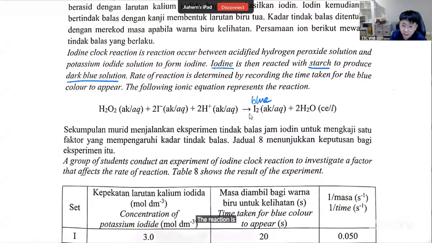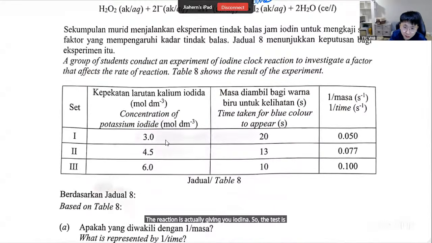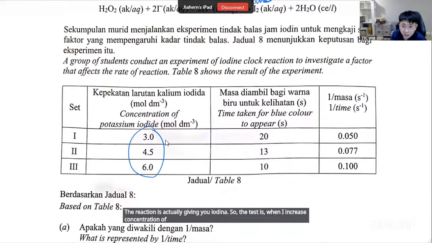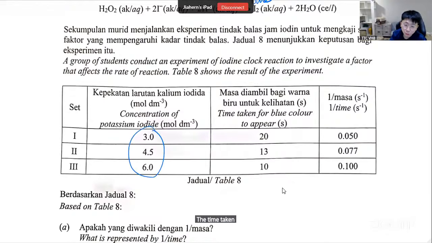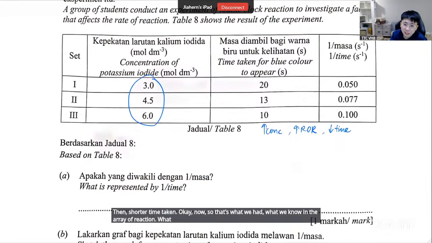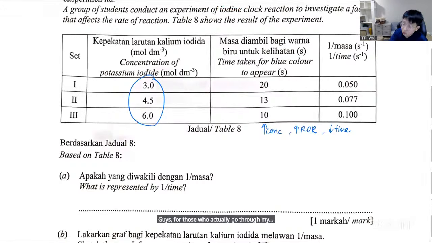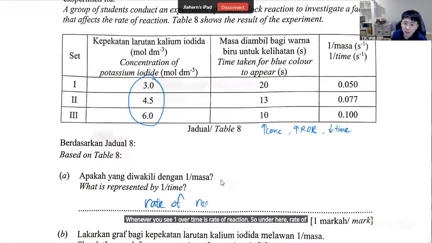So with this bio idea, when you see blue color, you know the reaction is giving you iodine. So the test is, when I increase the concentration of potassium iodide, the time taken is shorter. Why? Because the higher the concentration, the higher the rate of reaction, then the shorter the time taken. What is represented by 1/time? Guys, for those who went through my booster class, I mentioned already: whenever you see 1/time, it is rate of reaction. So the answer here is rate of reaction.